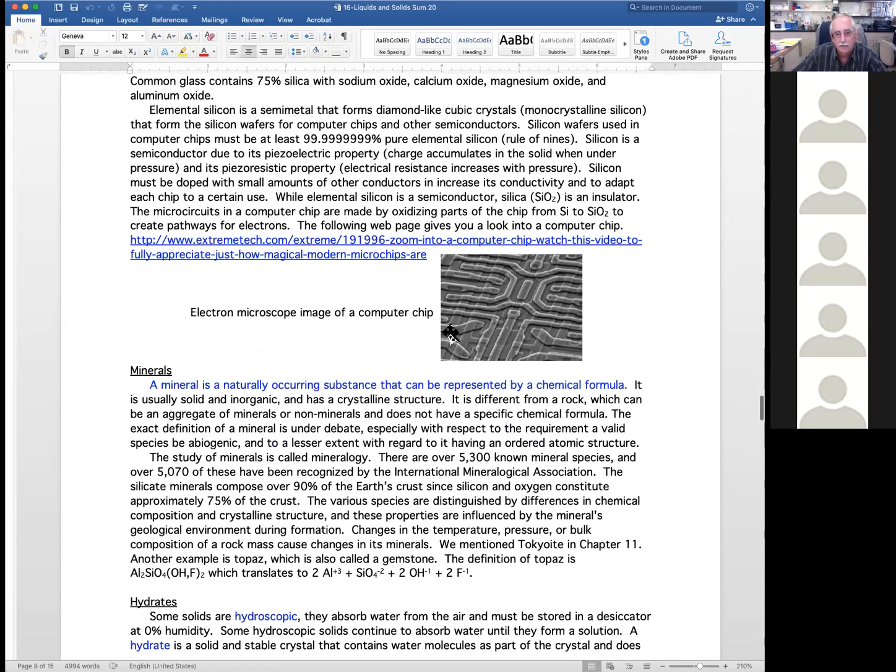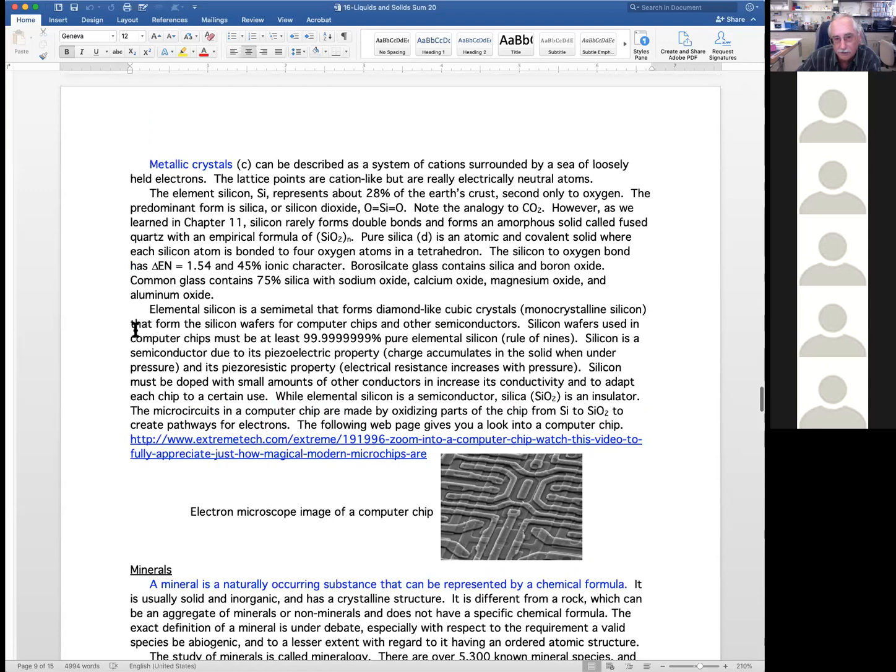So this is an interesting site over here. It zooms in really close and it zooms out really far. It's really an interesting thing. I would suggest you look at it. So here's an electron microscope image of a computer chip, okay? Because we were talking about silicon, right?